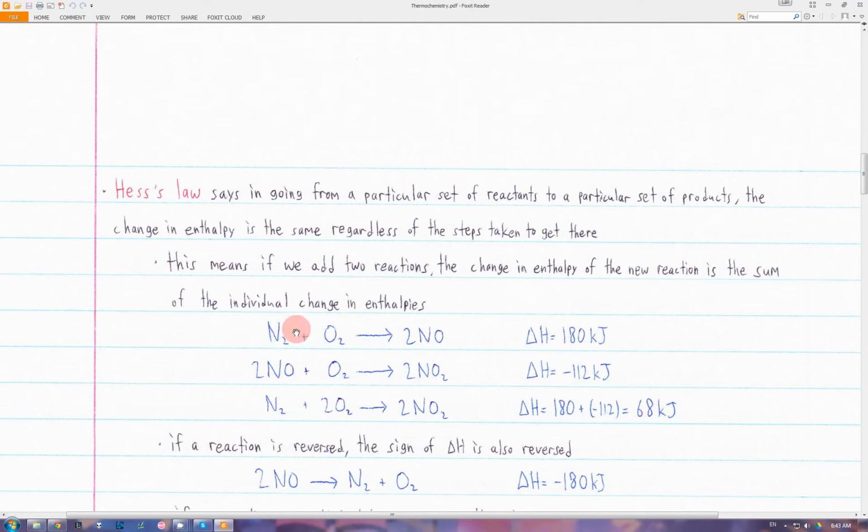So this also says that if we start with N2 and O2, and we end up with 2NO2, no matter what steps or how many steps we take to get there, the change in enthalpy will always be 68 for the overall process.